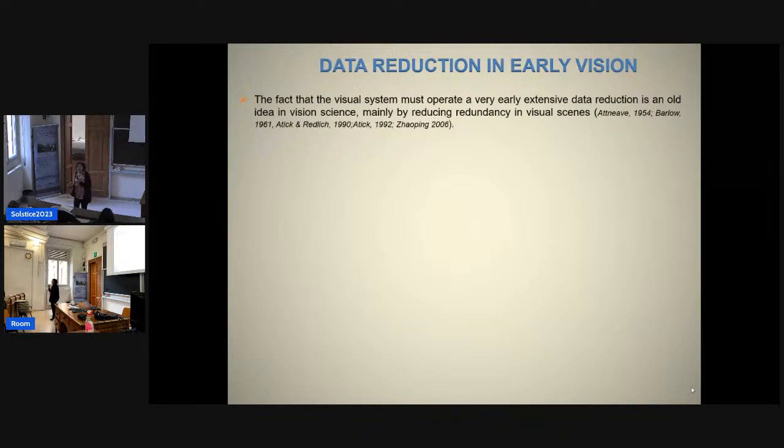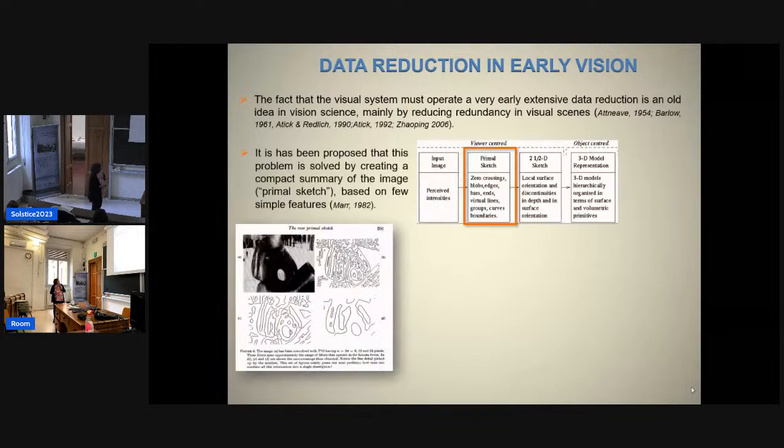Now, we know that the visual system receives a lot of data in input, and it's not possible to process all of this data because we have too few neurons to do that. So, very early in the visual stream, the visual system has to operate a strong compression of data, and many models have been proposed to simulate this, and they have proposed strategies like reduction of redundancy. Marr proposed, a little more recently than the original studies, that this problem is solved by creating a sketch.